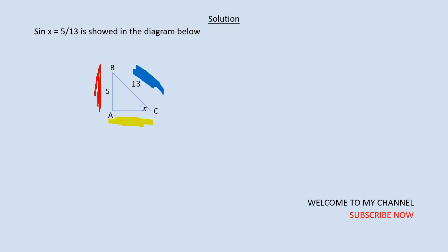Now, why are we interested in the adjacent, hypotenuse, and opposite? We are interested because of the trig ratios we have been given in the question, which are the cos and the tan. To find the cos, we have to look for the adjacent, and to find the tan, we also have to look for the adjacent. That's why we are interested in the adjacent.